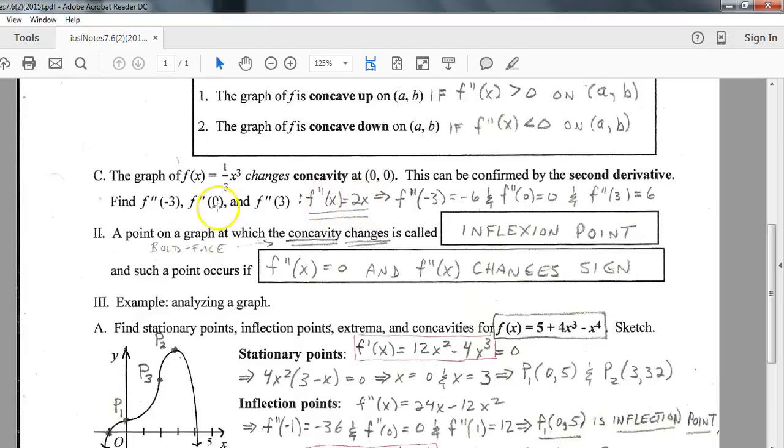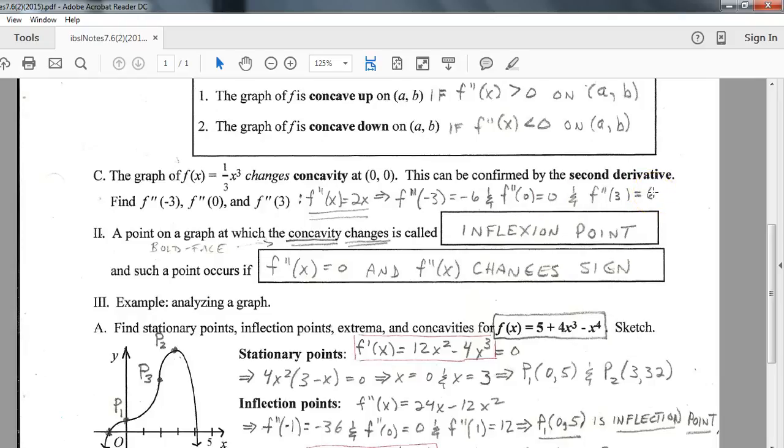So if I test -3 in my second derivative, I get a negative, which would suggest that my graph is concave down. If I plug in a 0 into my second derivative, which is my stationary point, I get a 0. And if I plug in a number to the right of this, I get a positive, and that would suggest that my graph is concave up. So we have inconsistent results with our second derivative test. As I'm plugging in different numbers, this one suggests it's concave down, this one suggests it's neither, and this one suggests it's concave up.